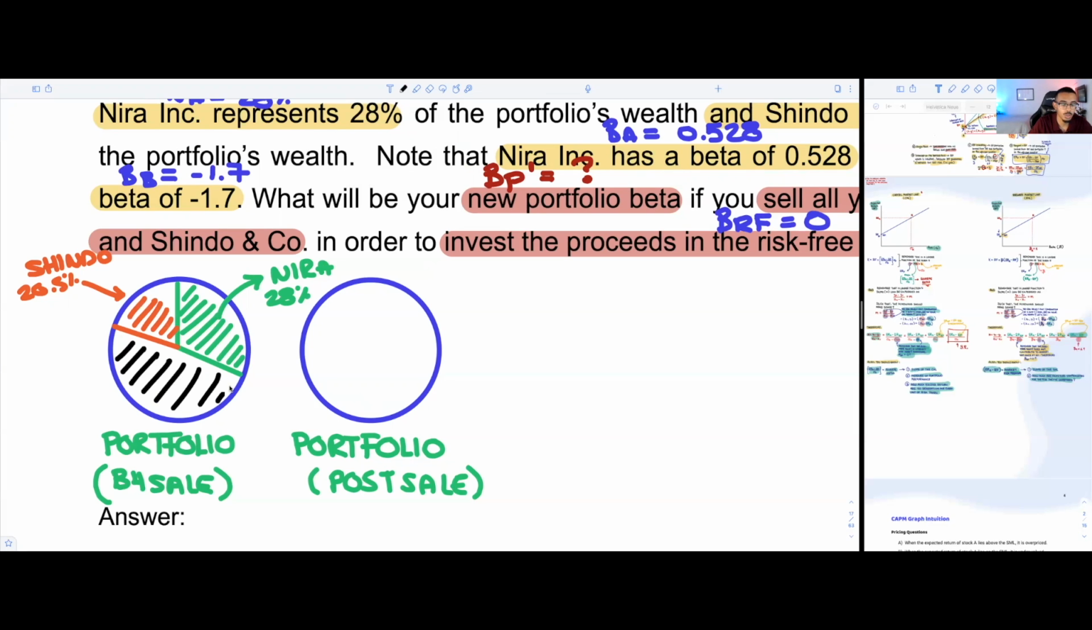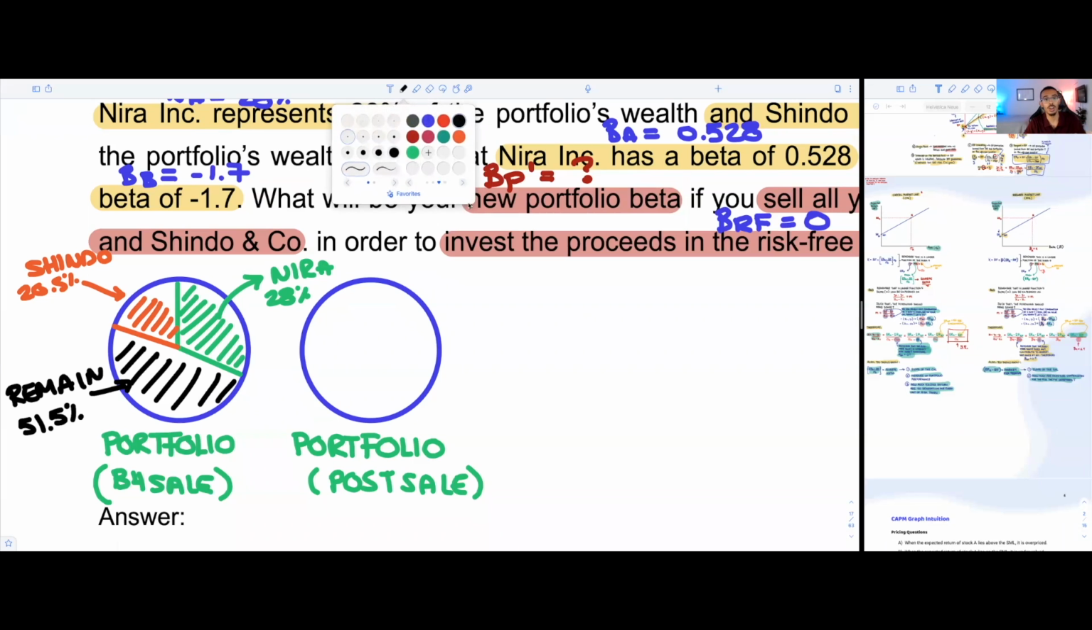The remaining section of our portfolio is going to be equal to, if I do some quick math, we have 48.5, so we have 51.5. So 51.5% of our portfolio will represent our remaining 8 stocks. These are the remaining 8 stocks. That's pretty awesome stuff.